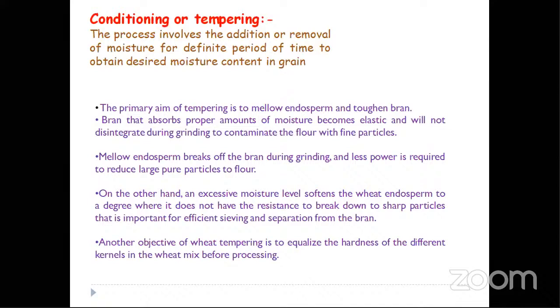So that ways we go for conditioning or tempering so that endosperm जो है वो थोड़ा soft हो जाए और जो bran है वो थोड़ा tough हो जाए. Fir dusra iska kya maksad rehta hai ki ye jo bran hota hai, it absorbs water and after absorbing water it becomes elastic. Elastic hoga to ye jaldi se tootega nahi, aur agar ye tootega nahi to it will not contaminate the flour with the fine particles. So that ways we are aiming for two things. One is to mellow down the endosperm and toughen the bran, and second, by absorbing water this bran becomes elastic in nature, and that ways its disintegration is decreased and it will not contaminate the flour.